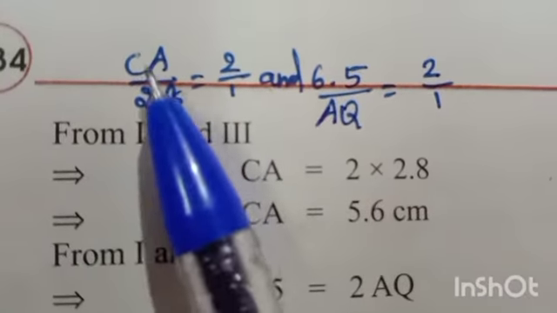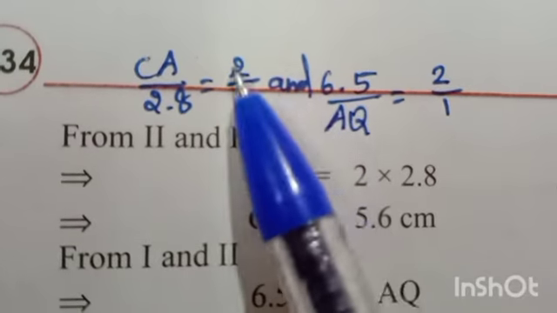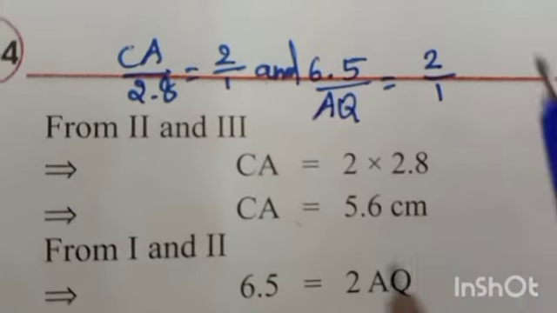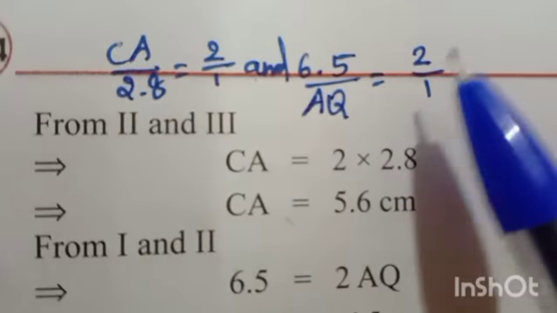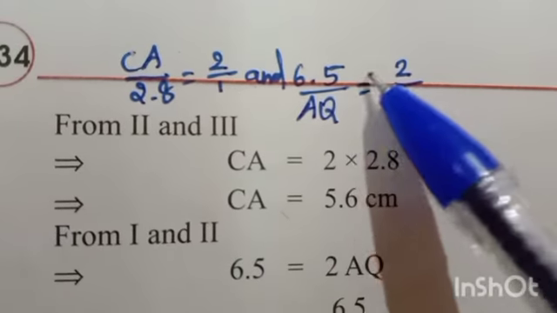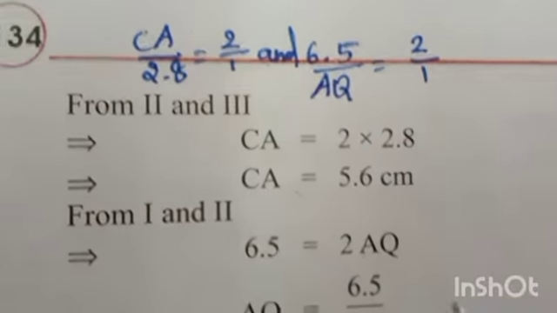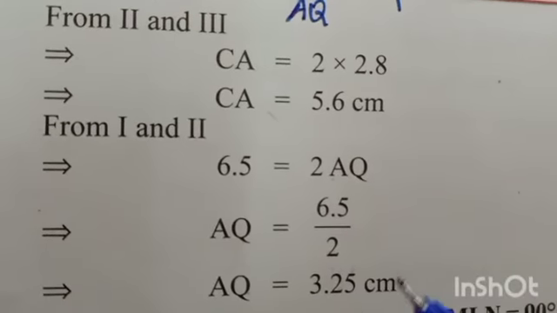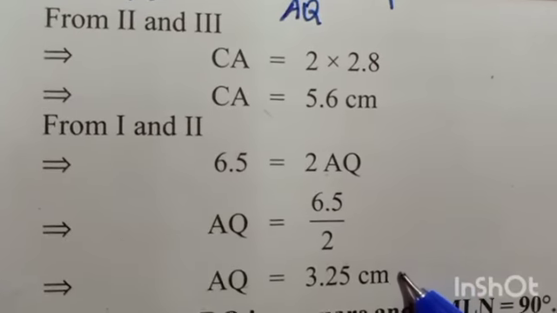Using the first one, CA is equal to 2 into 2.8, as 2.8 is transposed to the right-hand side. So CA is equal to 5.6 centimeter. Then compare the other: 6.5 by AQ is equal to 2 by 1. Cross multiply, that is 6.5 is equal to 2 into AQ. So AQ is equal to 6.5 by 2, that is 3.25 centimeter.